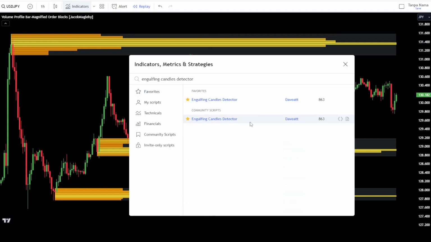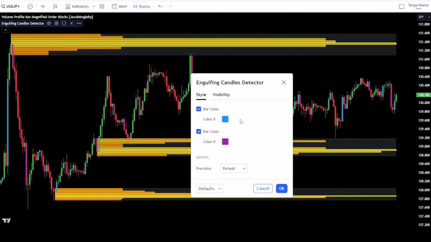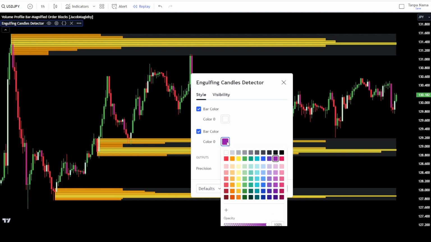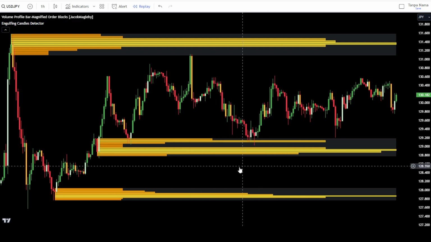Select the one provided by daveatt. After that, go to the settings of the Engulfing Candles Detector indicator. In this example, let's use white for bullish engulfing and yellow for bearish engulfing. Then click OK. The Engulfing Candles Detector will be used for making entry positions in the market.